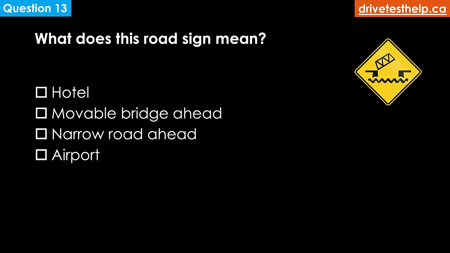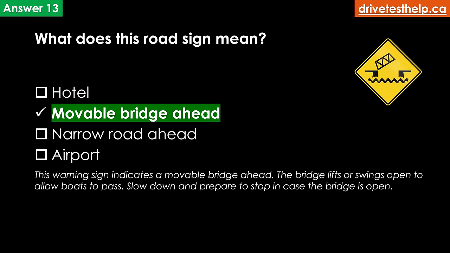What does this road sign mean? Hotel, movable bridge ahead, narrow road ahead, airport. The correct answer: movable bridge ahead. The bridge lifts or swings open to allow boats to pass. Slow down and prepare to stop in case the bridge is open.